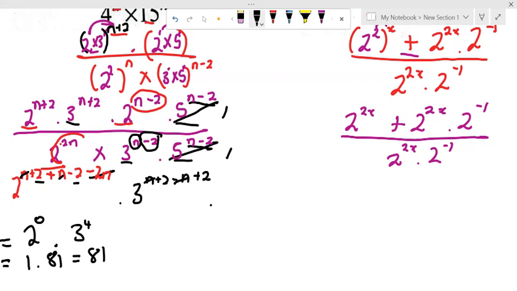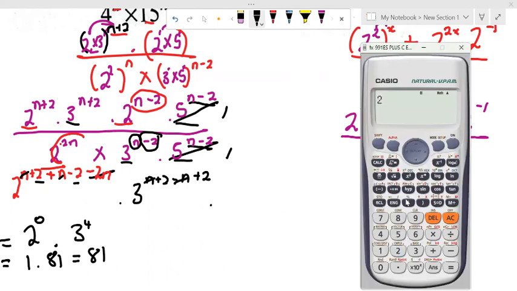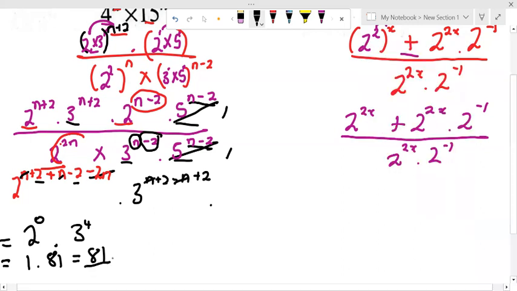Now, let's just confirm that. So we can say 2 to the power of 0, this is going to be multiplied by 3 to the power of 4. And then if we say equals to, as you can see, our answer is going to be 81. Okay, we are done with this one.